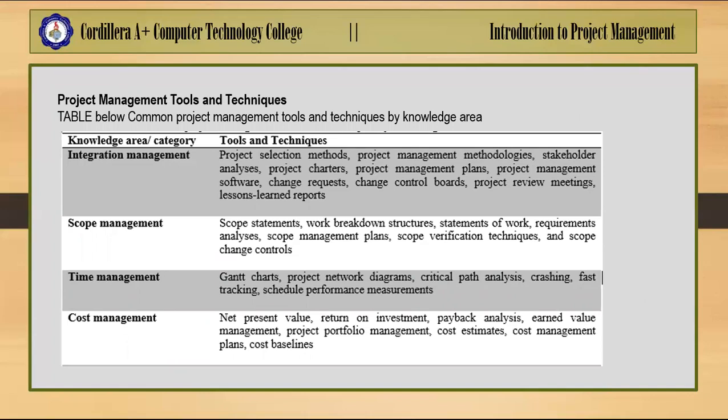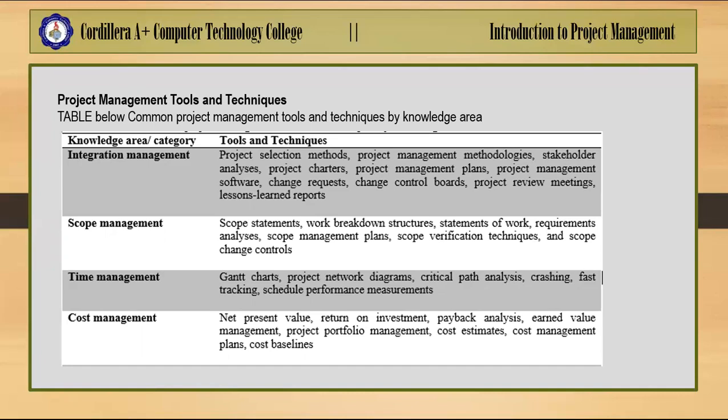Okay, so we have also here the project management tools and techniques. We have here the table below. So itong project management tools and techniques. According to Thomas Carlyle, a famous historian and author, he stated na man is a tool using animal. So without tools, he is nothing. With tools, he is all.